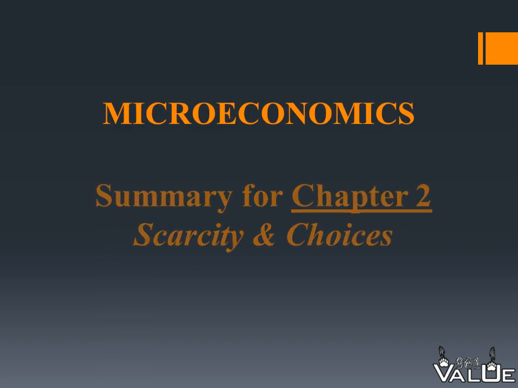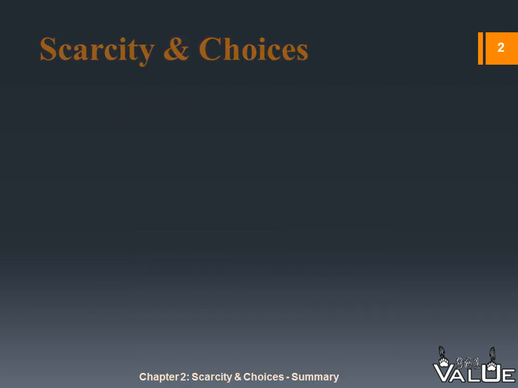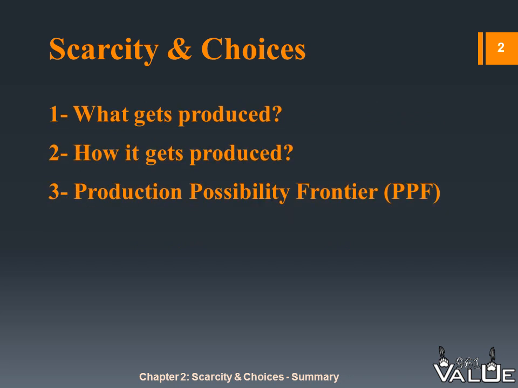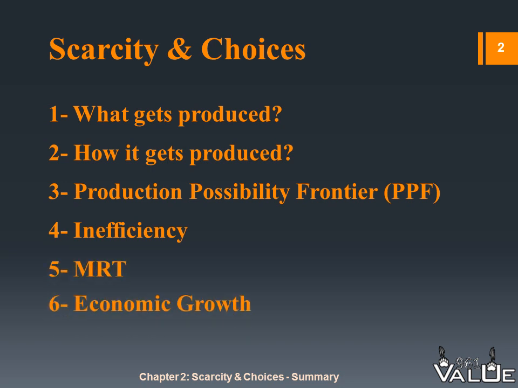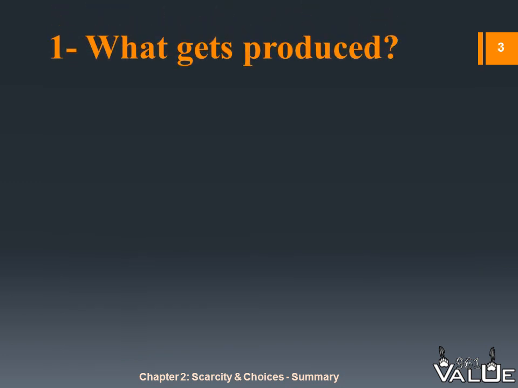Here is a summary for the second chapter, Scarcity and Choices. In this chapter, we will find out what gets produced, how it gets produced, what is the production possibility frontier, when do we have inefficiency, what is the MRT, when do we have economic growth, and what are the different economic systems. First, what gets produced?